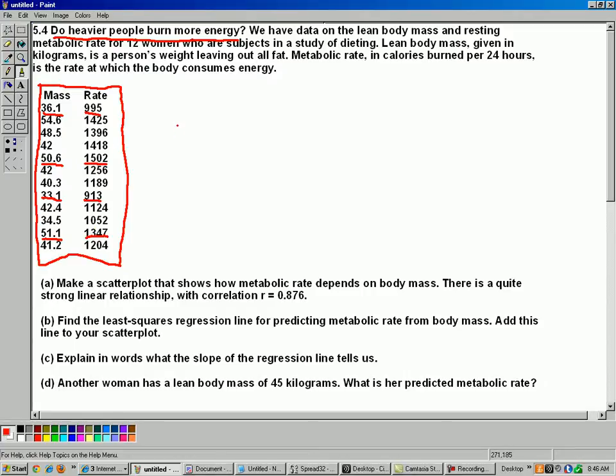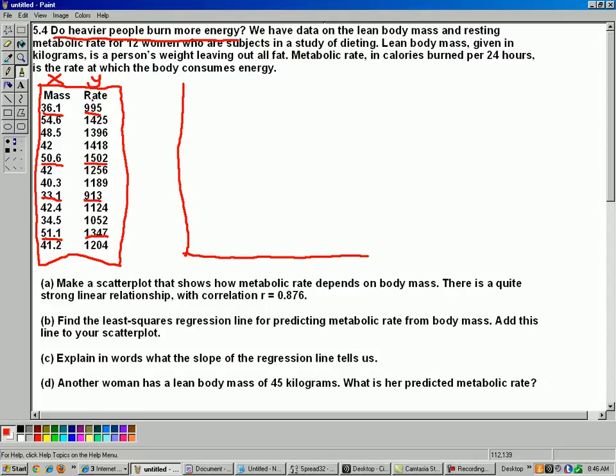Let's go ahead though and make a scatter plot out of this, because the only way we will really know for sure is by making a scatter plot and finding the correlation and so on. And so for the x-axis, let's call mass x. The rate, we'll call that y.